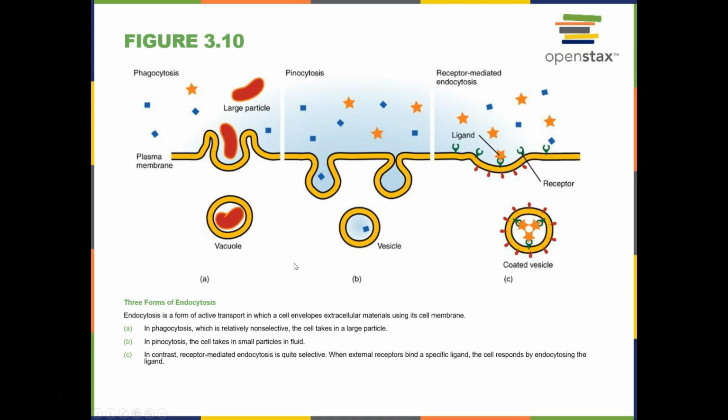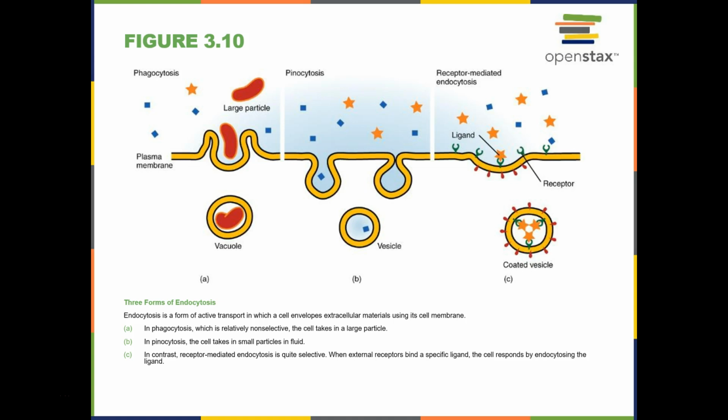Another form of active transport is the movement of molecules into or out of the cell using a vesicle, so vesicular transport. There are different types of vesicular transport. Two major types are endocytosis and exocytosis. And there are three forms of endocytosis. Endocytosis is taking something into the cell. It's entering, endocytosis, entering the cell. The three forms are phagocytosis, pinocytosis, and receptor-mediated endocytosis.